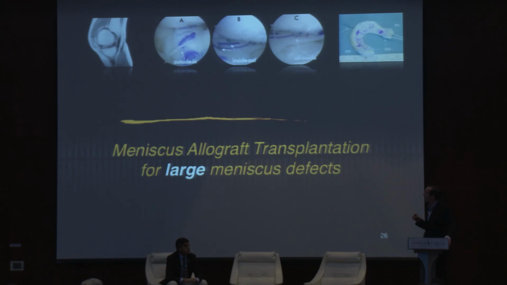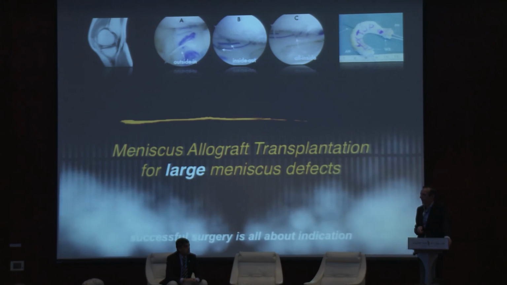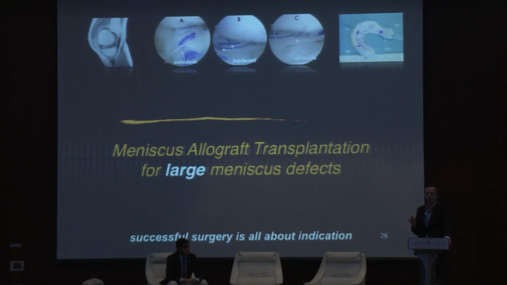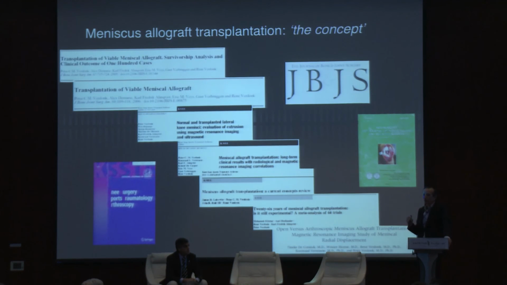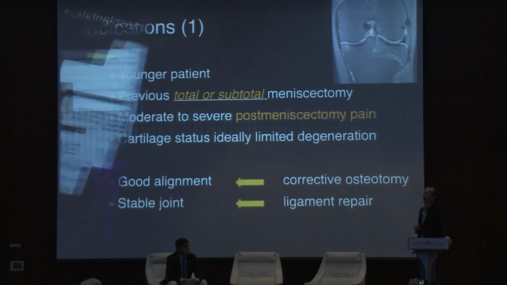Sorry. Going for the treatment choices, medial meniscus allograft transplantation is indicated in large meniscus defects. And it's all about having the correct indication. If you have the correct indication, you're going to have very often successful surgery. So be careful with these. If you look at the whole concept of meniscus allograft transplantation, this is our data on it. I think meniscus allograft transplantation is successful surgery. And I have to move on.